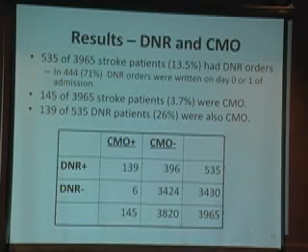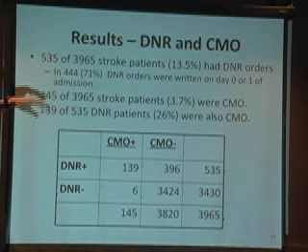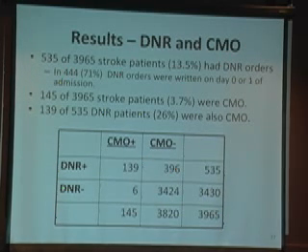So here's the data then. This is what we found in terms of the prevalence of DNR and CMO. 535 of these almost 4,000 stroke patients, or 13%, had a DNR order, and 71% of the DNR orders were written on either day 0 or day 1 of admission.